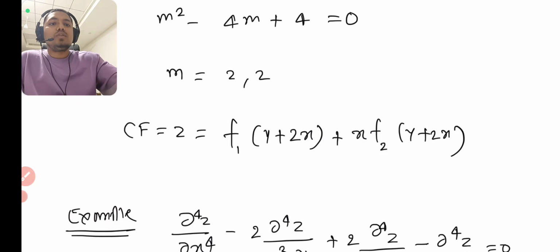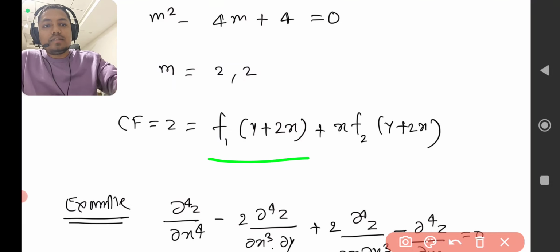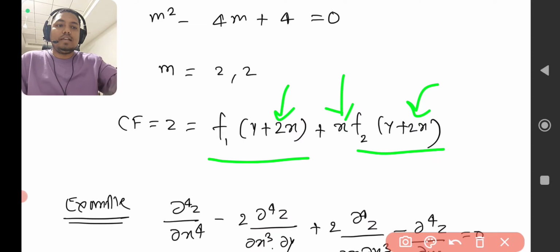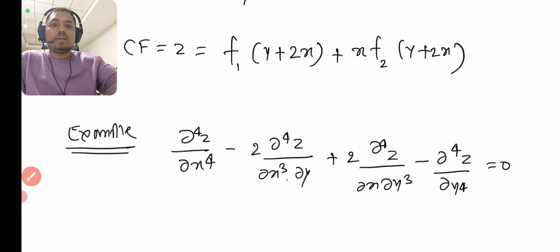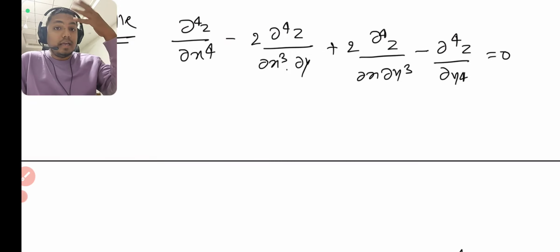The two roots are the same. So if two roots are the same, then that extra multiplication will come, x square, x cube, those multiplications. So the first function you write as it is, with y multiplied here. The second function also has y here, and since both roots are the same, to show that you just multiply x here. That's all, done.